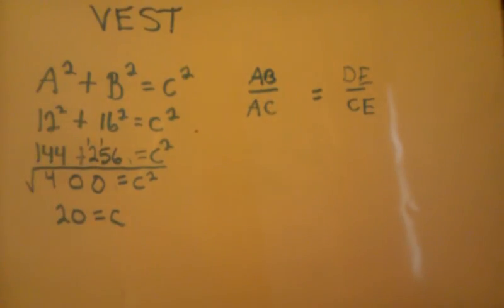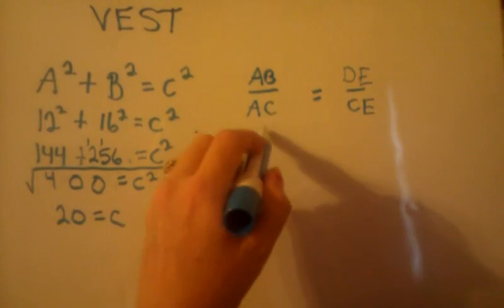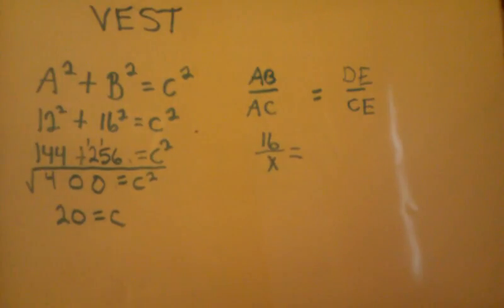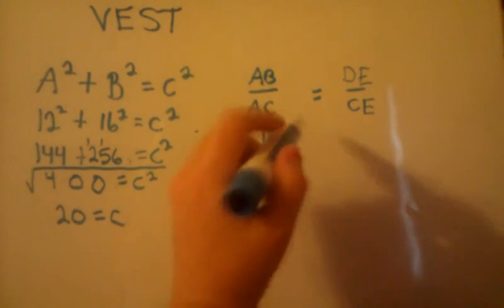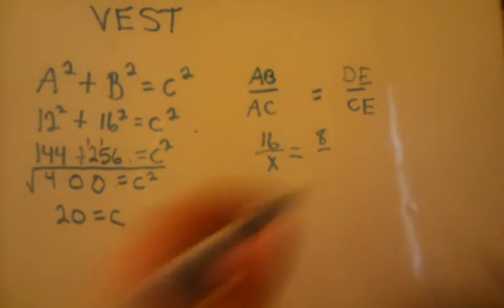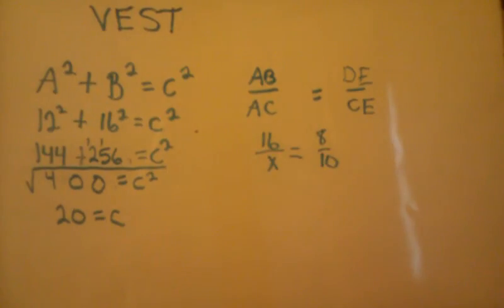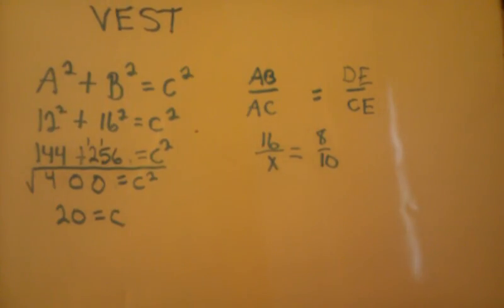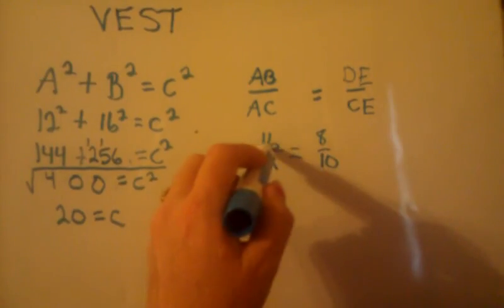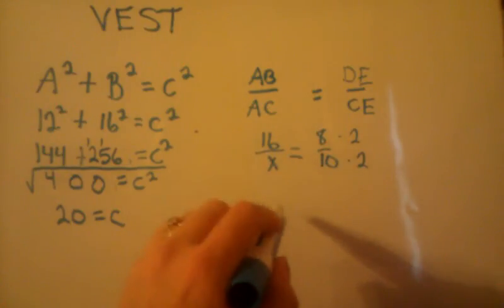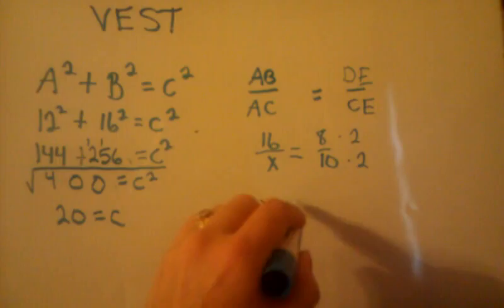So now let's plug in the numbers. What is AB? AB is 16. We don't know AC. I'm going to put an x there. DE is 8. And what is CE? CE is 10. Alright, now before I multiply anything, I can look and I know that 2 times 8 is 16. And whatever I do to the top, I have to do to the bottom. And I know 2 times 10 is 20. So I'm going to get x equals 20.